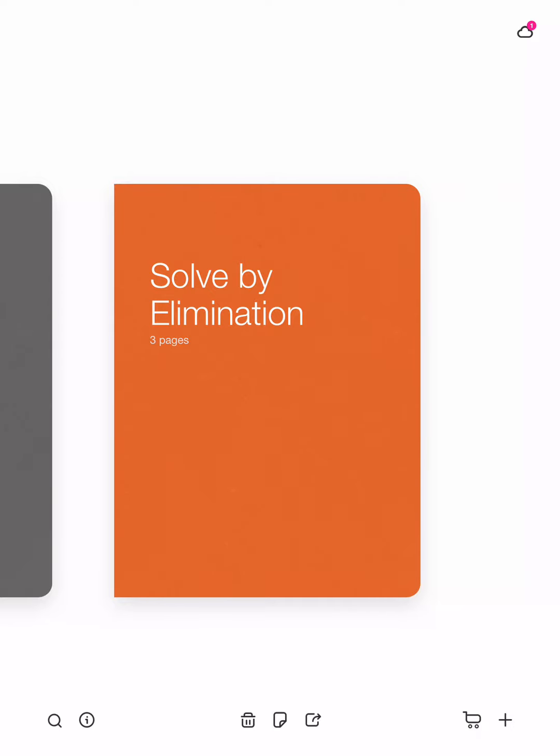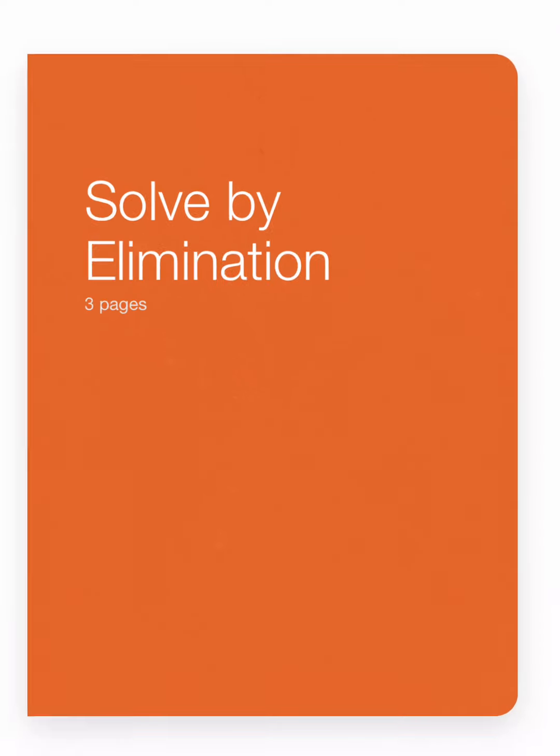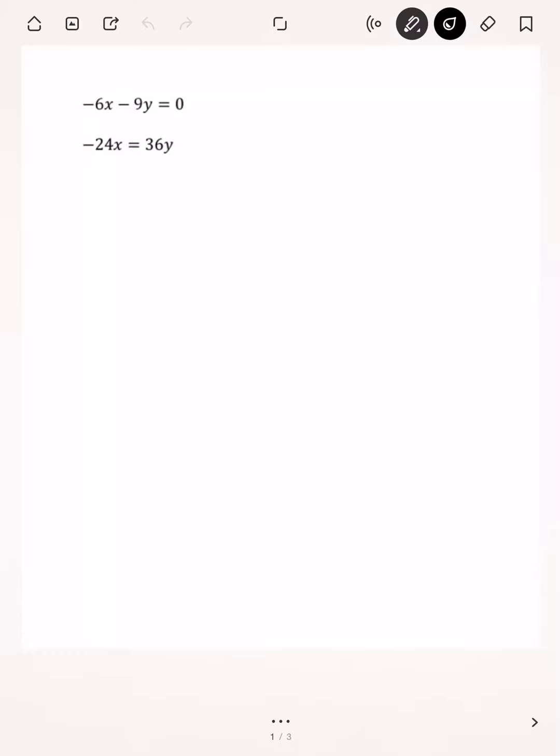This video is solving by elimination method. Looking at our first example, we have negative 6x minus 9y equals 0 and 24x equals 36y.